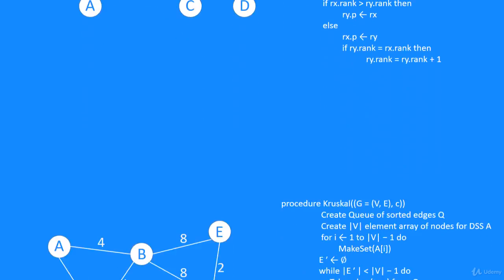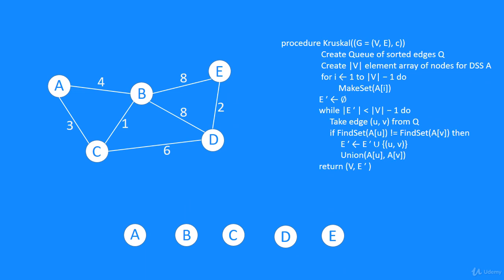As the pseudocode says, we create a queue of sorted edges. Then we create a disjoint set structure for every node in the graph. Then we are adding edges until their count is equal to the number of nodes minus 1. So we take our first edge from B to C and check that B and C are in different components. They are, so we add this edge to our solution and call union on B and C.